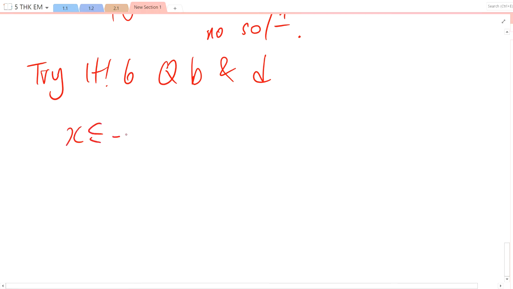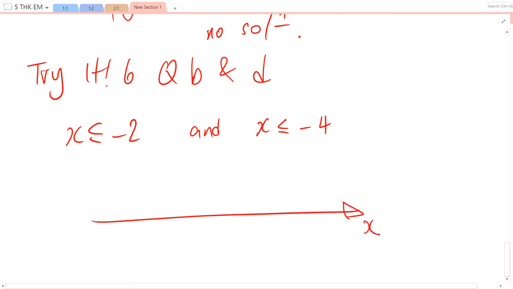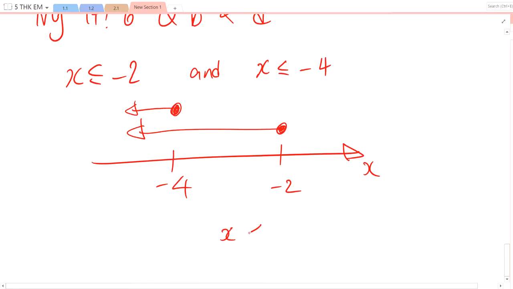x less than or equal to -2, and is there a difference between the word "and" and "or"? Because you will need to know that in subsequent chapters also. The difference between "and" and "or". So x less than or equal to -4. On the number line, -4 is smaller on the left, so -2 over here. You agree that the answer is therefore x less than or equal to -4?